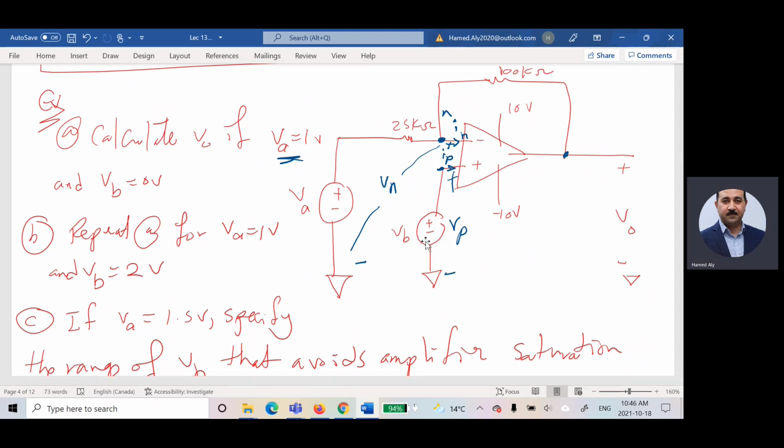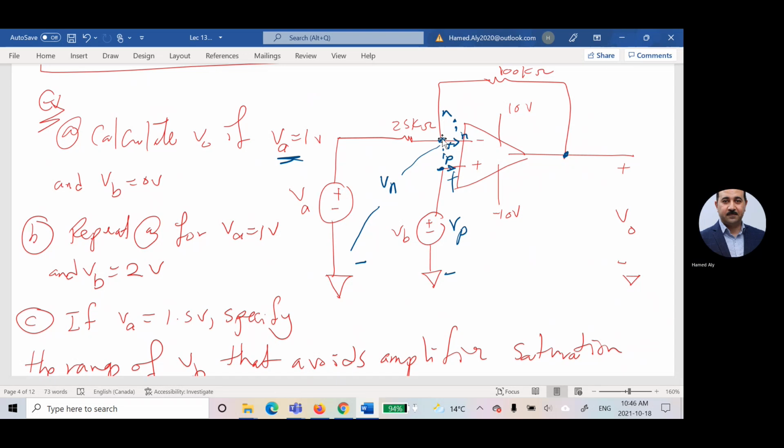Any questions, guys? Now, where is VN? VN is the voltage from that point to that point. Okay, so if I would like to define the voltage for that node, what is the voltage for that node?